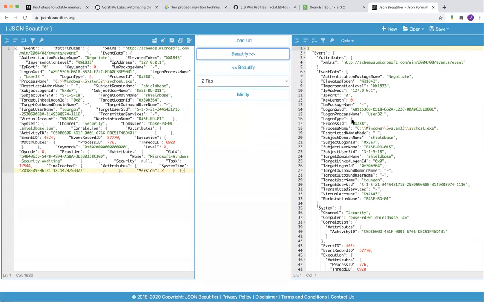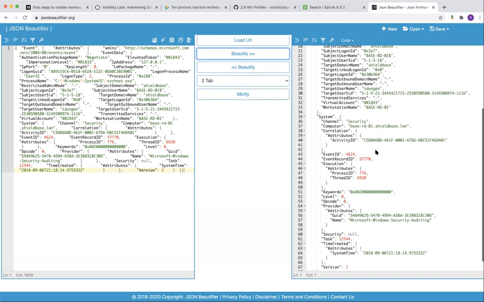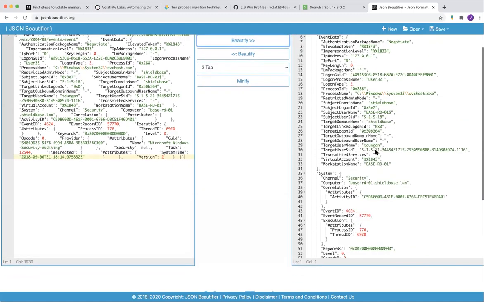Now I want to see what was the account which was logged in. I can see the target user name is T Dungan. So this is the account on which someone logged in. And this is the computer name. Base RD01 is the name of the computer. So this is the basic thing, how the event log actually looks. Any questions?